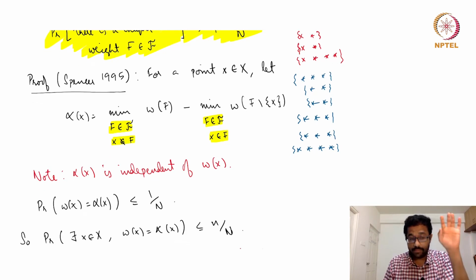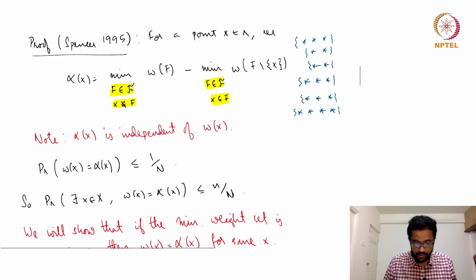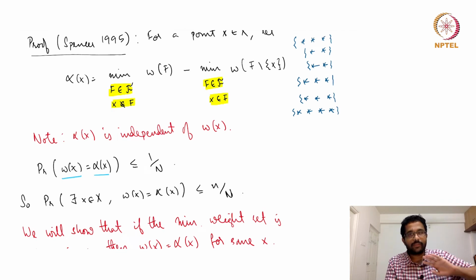It is dependent on x, because x determines which way the sets are partitioned into the first and the second, but it is independent of the weight of x. So alpha is the difference between the first and second terms, and both of these terms are independent of the weight of x. And notice that, what is the probability that the weight of the element x is equal to alpha x? Once the weights of the remaining elements are fixed, x is one element, so if all the other elements of capital X are fixed, then alpha x is fixed. What is the probability that the weight of small x is equal to the fixed value alpha x?